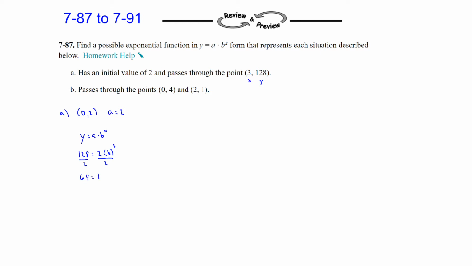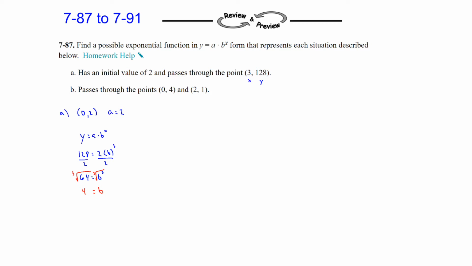64 is equal to b raised to the third power. So the question is, what number times itself 3 times could give you 64? Or, mathematically, we can solve this by taking the cube root of both sides, because the cube root of b cubed is the inverse of that, which isolates the b value, and then the cube root of 64 is 4.